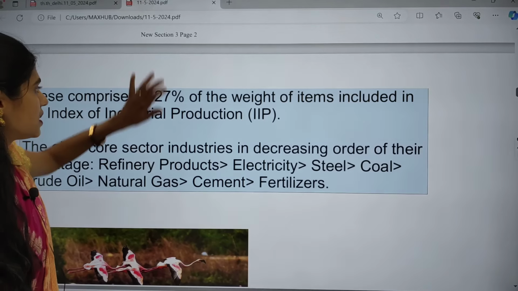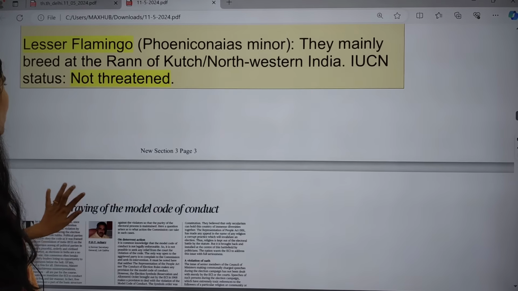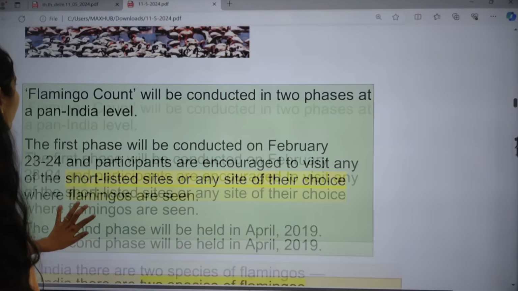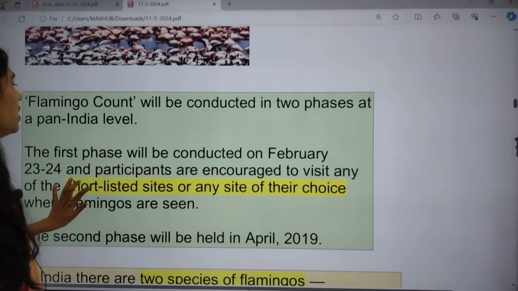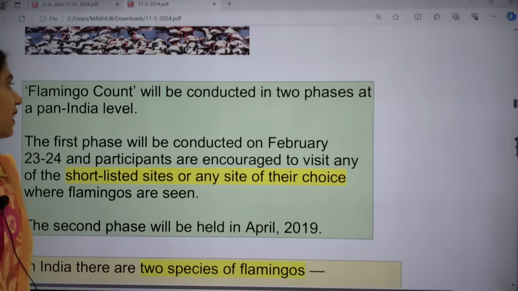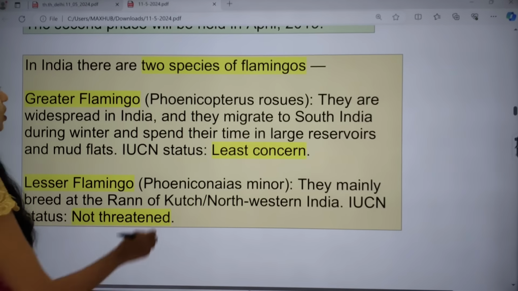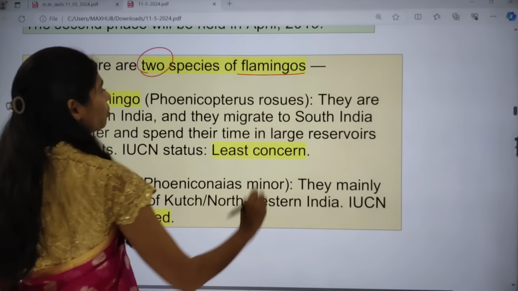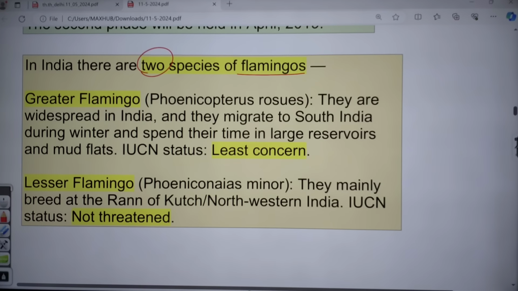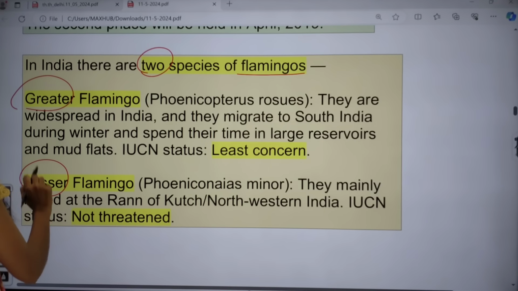And now let us see some facts regarding this flamingo. So actually recently we had this flamingo count, that is throughout India, that is pan-India level. So we are going to see some facts regarding this flamingo. So in India, we have 2 species of flamingo. So how many? We have 2 species of flamingo. One is greater flamingo, second one is lesser flamingo.